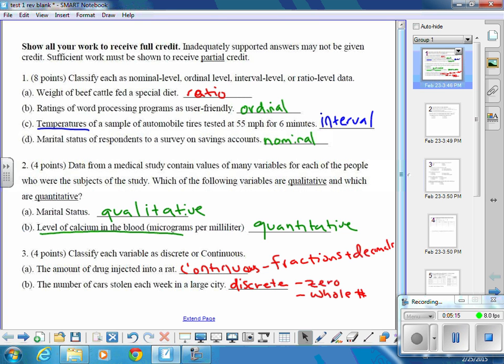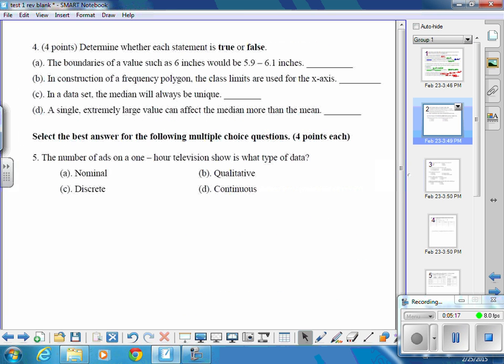Now let's go on to the next page. It says here, determine whether each statement is true or false. The boundaries of a value such as 6 are 5.9 to 6.1. That is false. The boundaries are always a half point below and a half point above, so we're actually looking for 5.5 to 6.5.